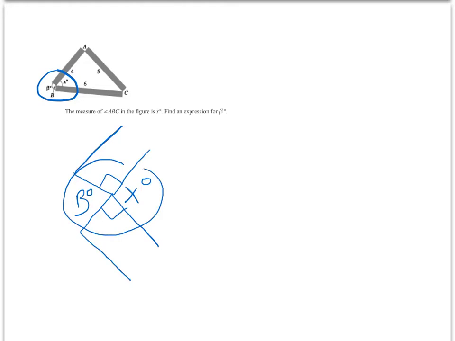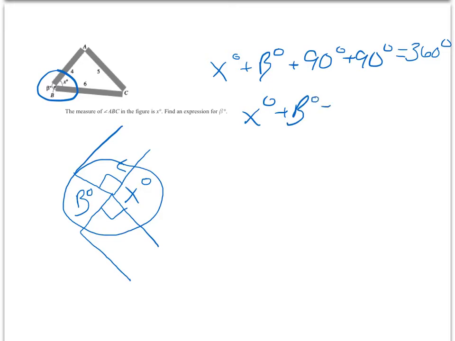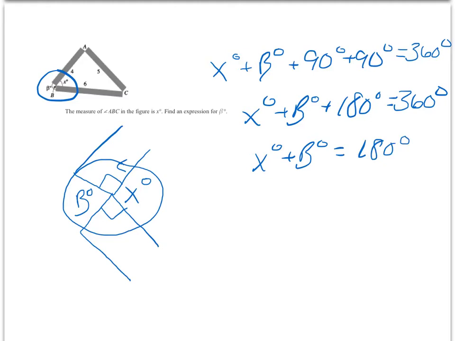If you sum all the angles in a complete revolution, you get 360. Therefore, if we take x degrees plus beta degrees plus 90 degrees plus 90 degrees, it has to equal 360 degrees. If you combine like terms, 90 and 90 is 180. If you subtract 180 from both sides, you get the following. It says find an expression for b, so you want to get b by itself. So beta, b, is 180 degrees minus x degrees. That's the expression.